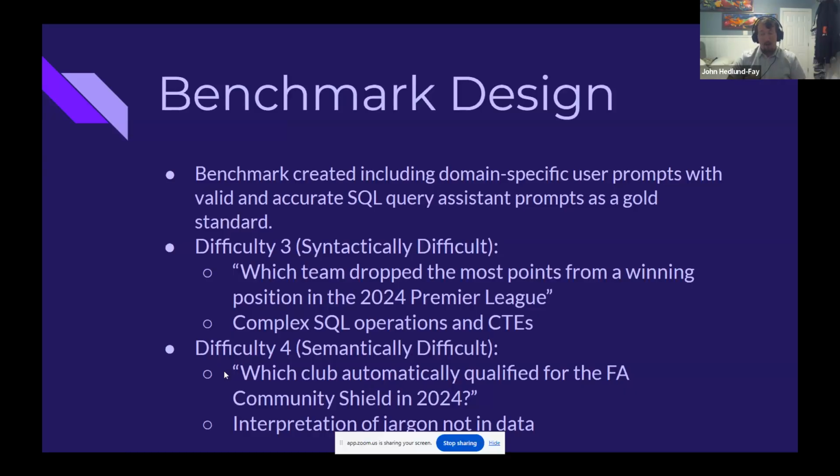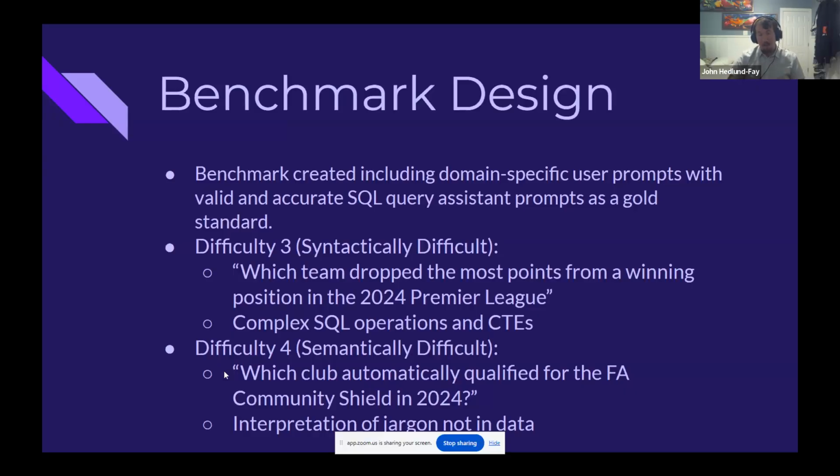It's unclear from database information alone how to resolve and answer this question, but disambiguating the statement with the external rules knowledge that the Premier League winner always automatically qualifies for the Shield made the prompt resolvable with the provided database tables and columns.